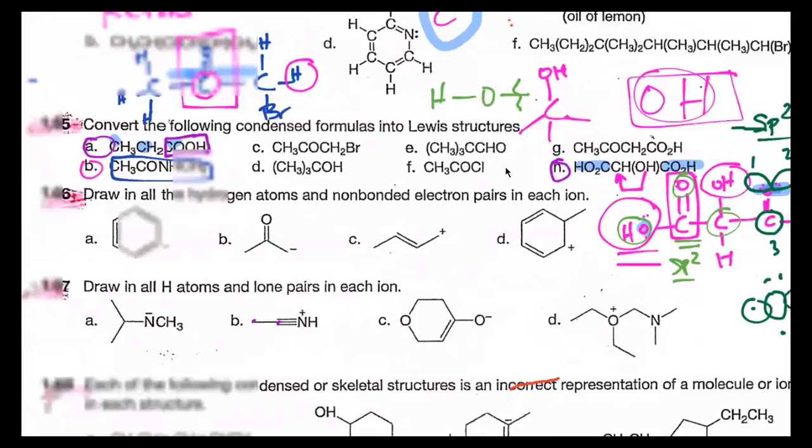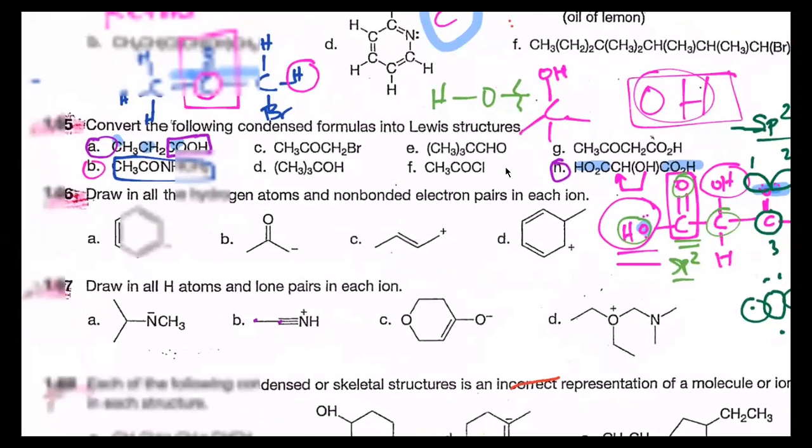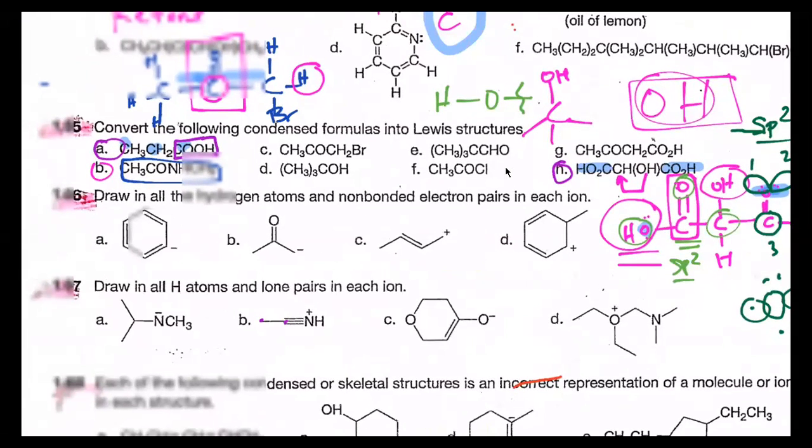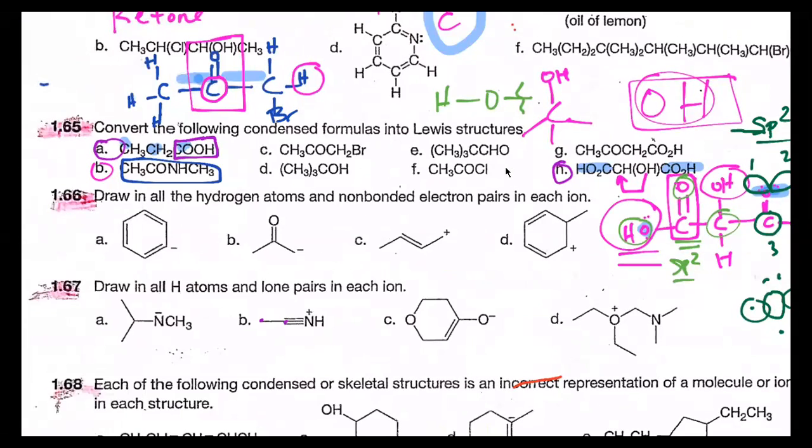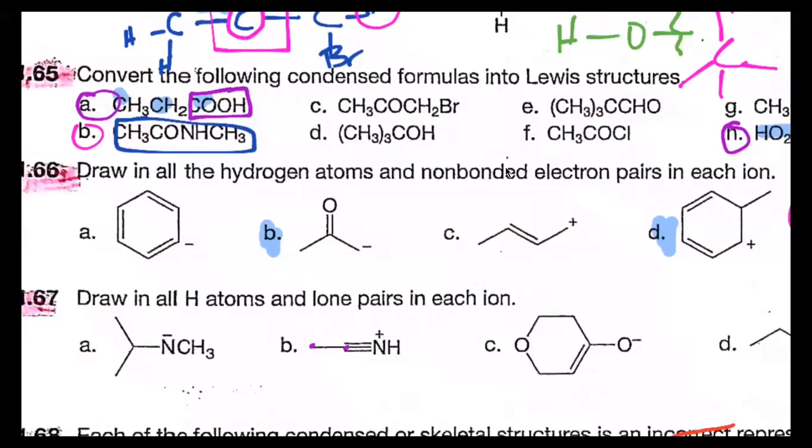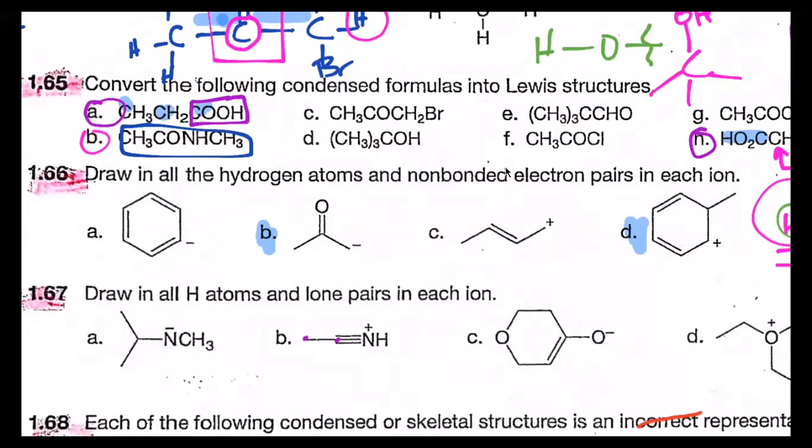Actually, let's do 166. Let's do B, because that question is getting at what you were asking. And let's do D. And that'll give us a chance to talk about lone pairs, hydrogens, and formal charge. All right, so somebody read that question in 166. What is it asking? Draw in all the hydrogen atoms in non-bonded electron pairs.